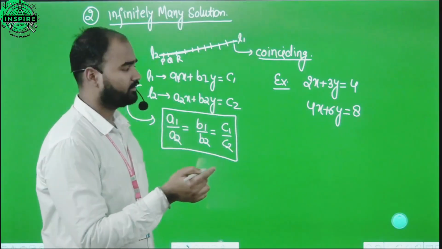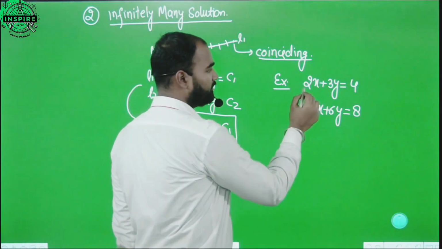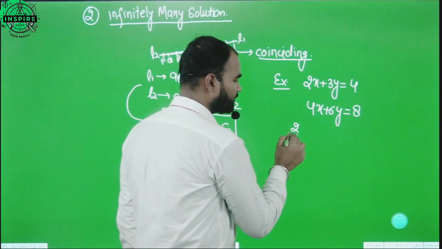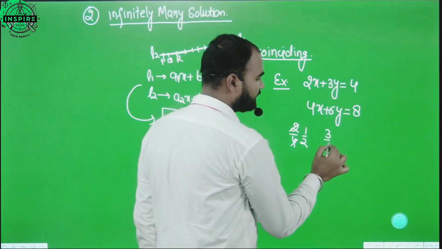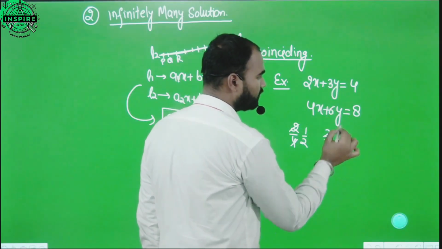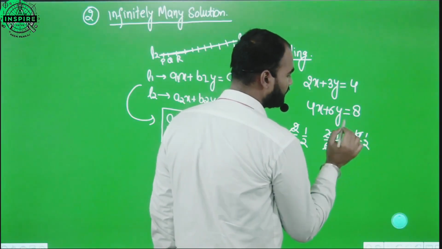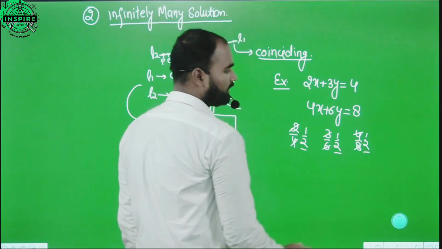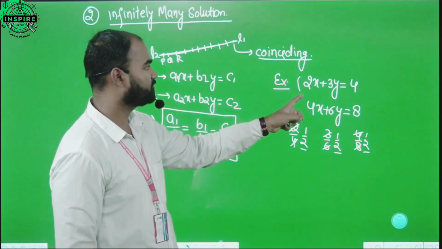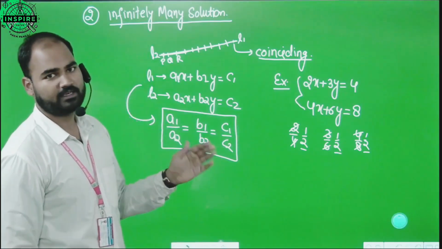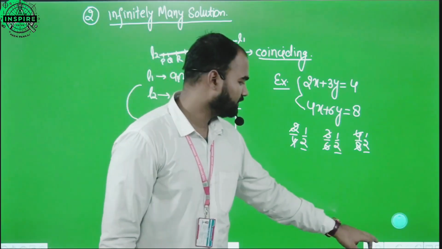If we take the ratios of a1, a2, b1, b2 and c1, c2, here a1 upon a2, that is 2 upon 4, gives 1 upon 2. Okay, b1 upon b2, that is 3 upon 6, gives 1 upon 2. c1 upon c2, that is 4 upon 8, is 1 upon 2. All the three ratios are equal, hence we can say that these two equations give coinciding lines.